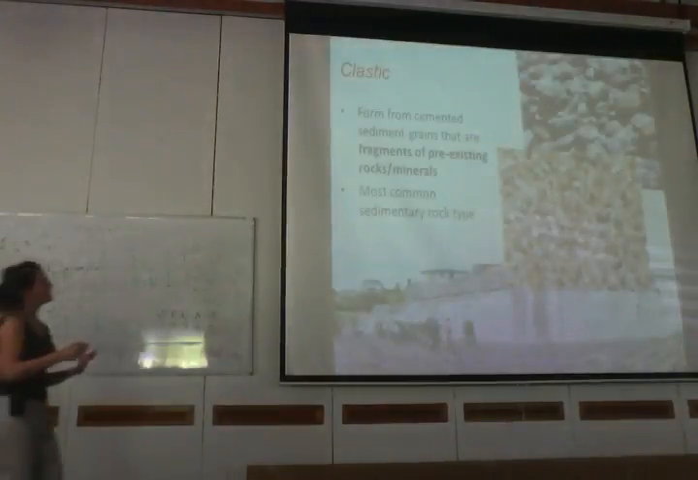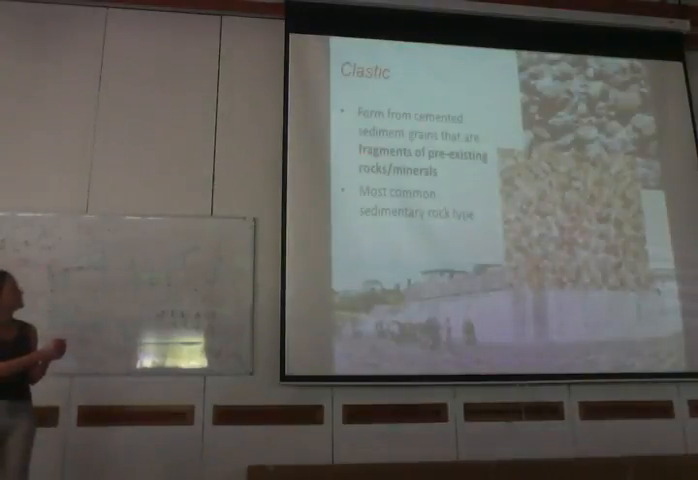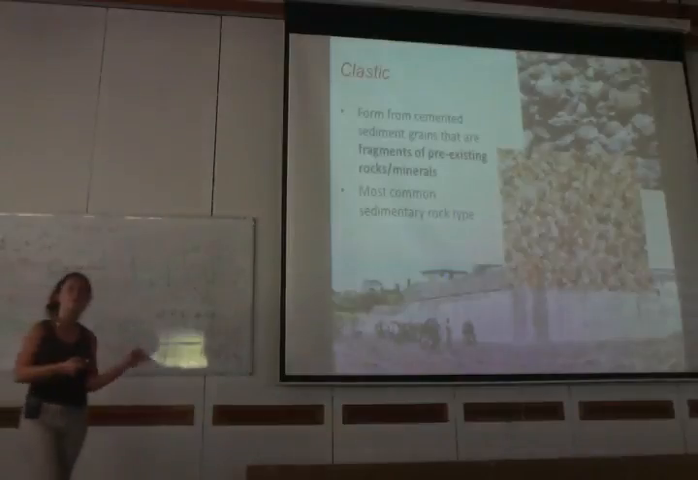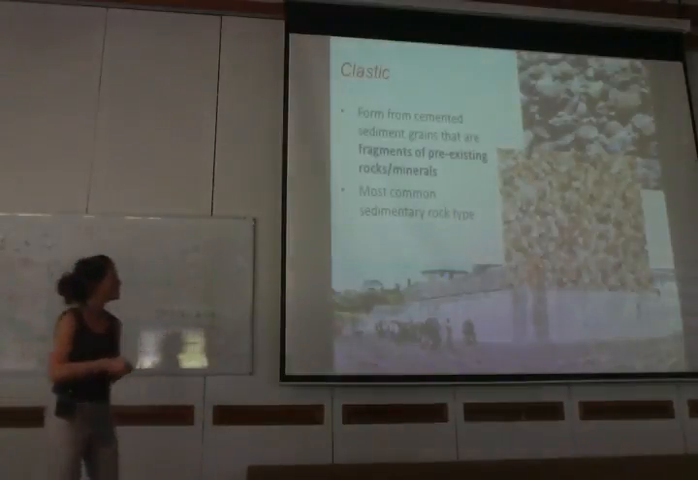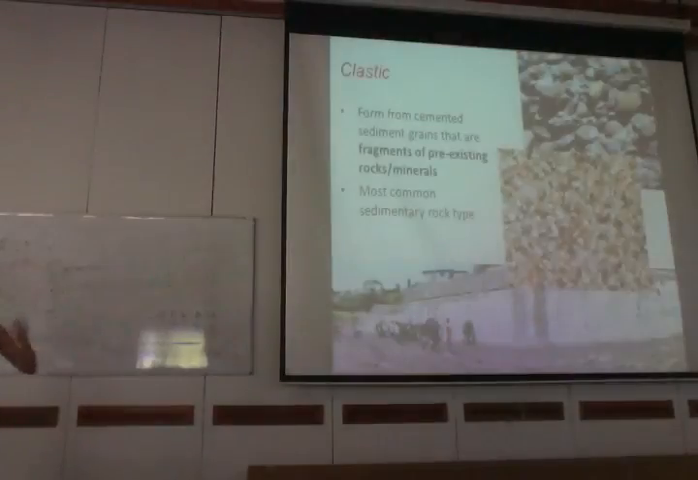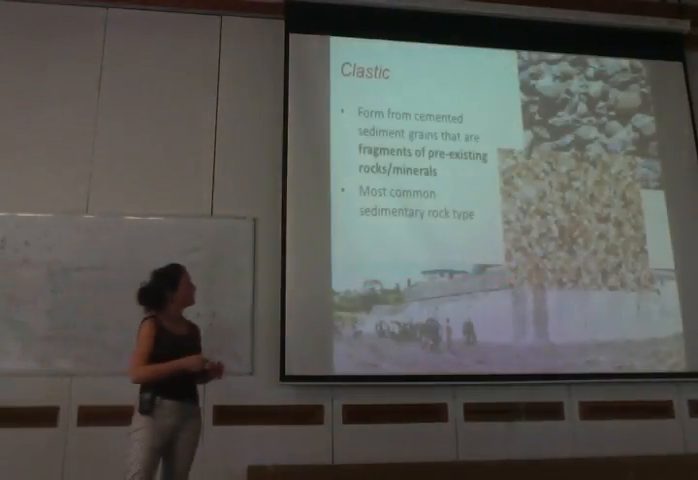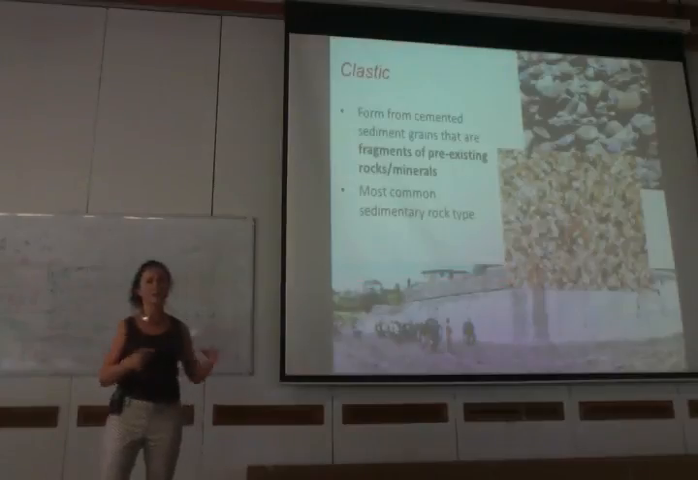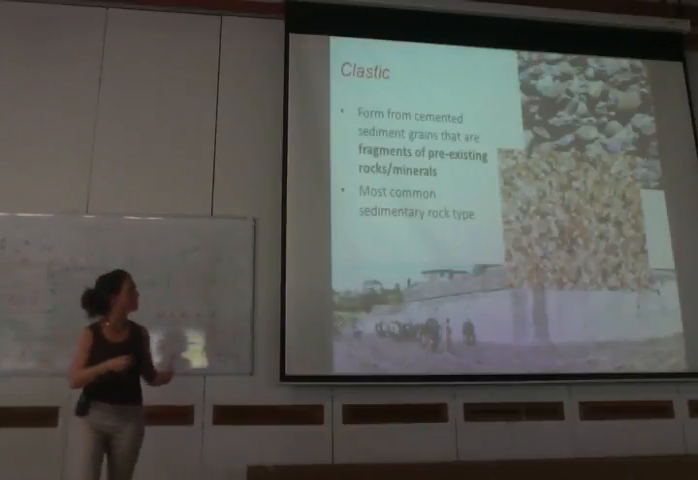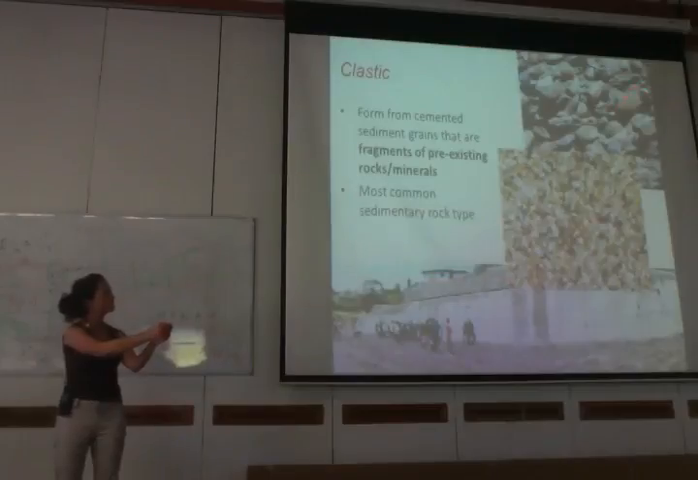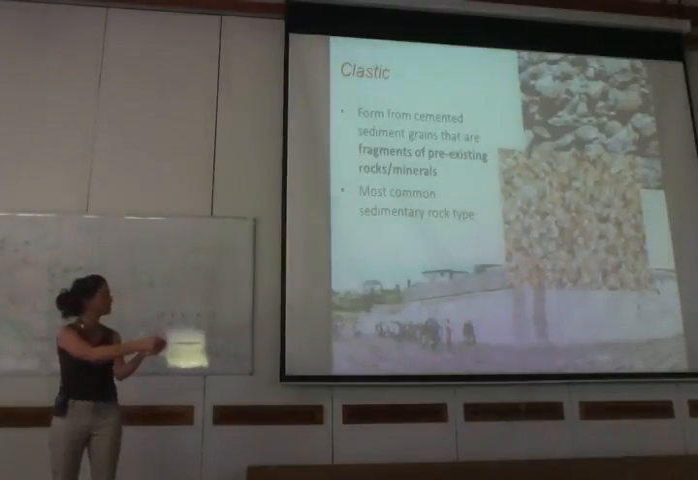Our clastic sediments are formed from cemented sediment grains, the products of pre-existing rocks, and they are by far the most common sedimentary rock type. We have a lot of rocks on the surface of our Earth that are being broken down by weathering processes at any one time. They're hugely variable depending on the climatic and physical environment. You can have sedimentary rocks with huge boulders in them, or with sand-sized particles, or a sedimentary rock such as this one in Suva with very fine-grained particles.